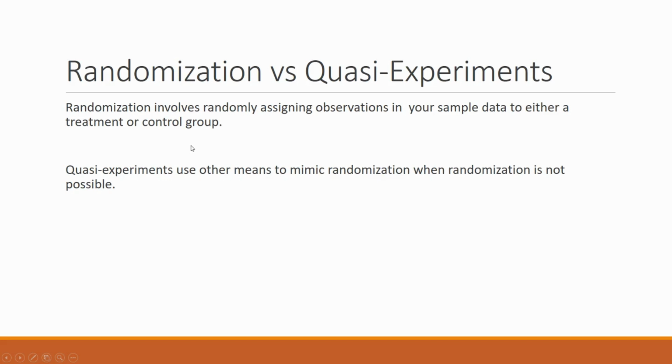All right, so randomization versus quasi-experiments. Randomization involves randomly assigning observations in the sample data to either a treatment or a control group. Quasi-experiments use other means to mimic randomization when randomization is not possible. All right, so that's the basic difference. Randomization is a real experiment. We really randomly assign who gets the intervention, who gets the treatment, who doesn't. Quasi-experiments try to mimic that when it doesn't exist. It tries to mimic that randomization when the randomization is not actually there.